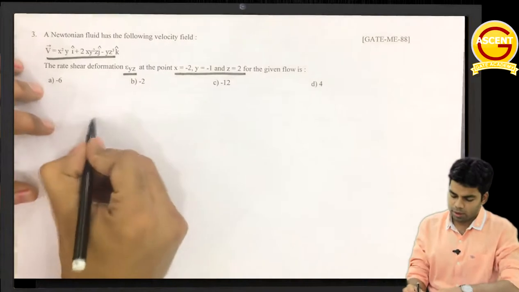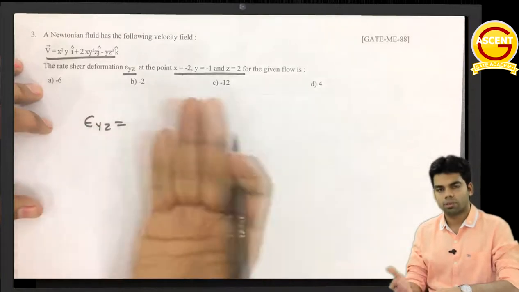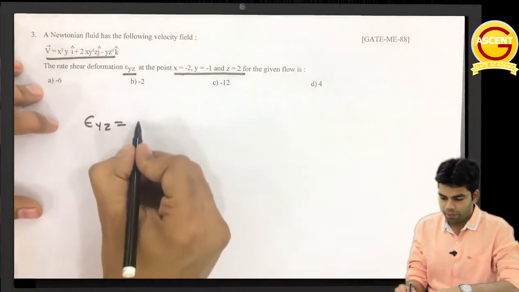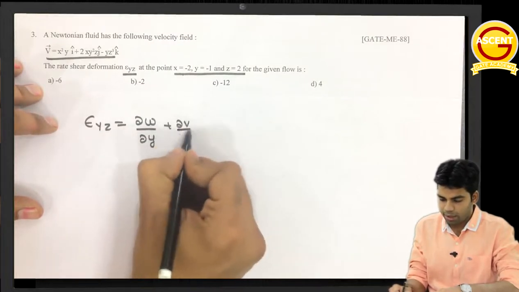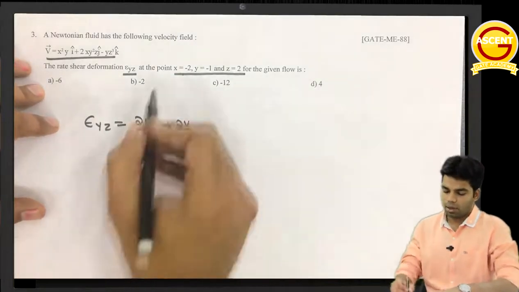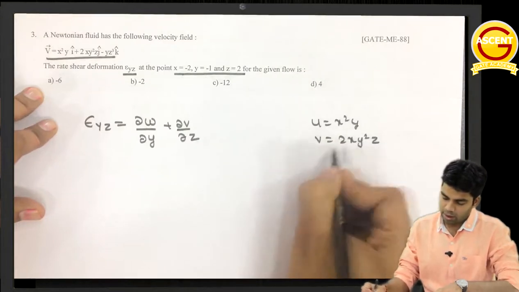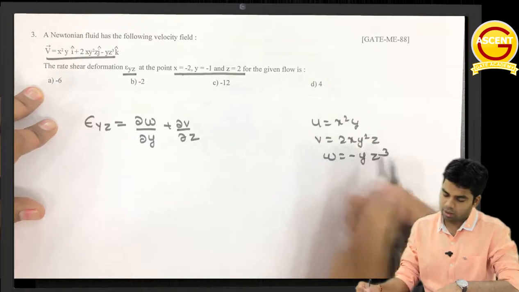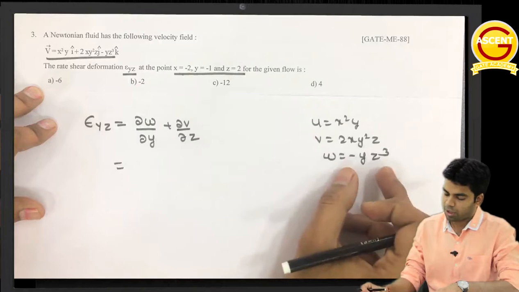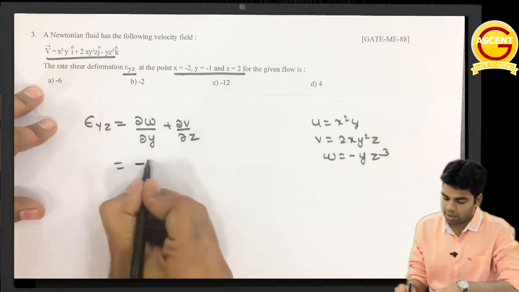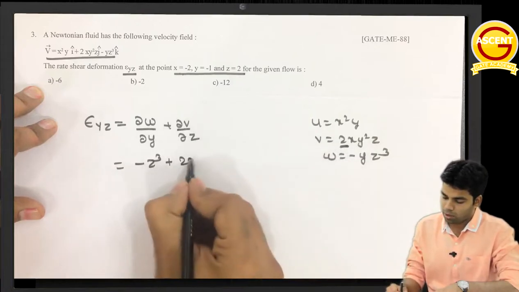So I have told you one thing, students. Rate of shear strain epsilon yz is the summation of cross velocity gradients. You can refer to the lecture, I have already told you. So this will be equal to cross velocity gradient, meaning del w by del y plus del v by del z. Getting this? Now here u is x square y, v is 2xy square z and w is minus yz cube. So del w by del y, partial differentiation with respect to y, will give us minus z cube. Plus del v by del z, so this will be plus 2xy square.